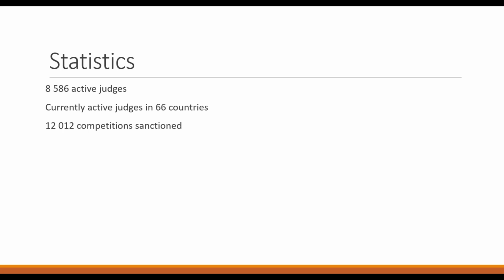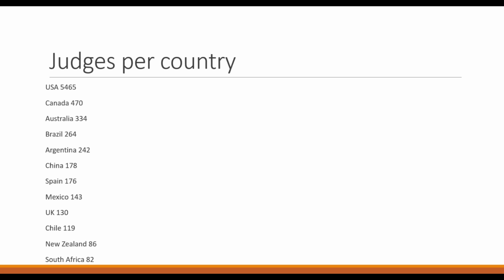Current statistics, which change almost every day by 1 or 2, but this was from yesterday: 8,586 judges, currently in 66 countries, and we'll look at those countries in a moment, and 12,000 competitions sanctioned. And they keep statistics from each competition of how many beers were entered and which styles win, where the winners are from, and track some trends over the years.